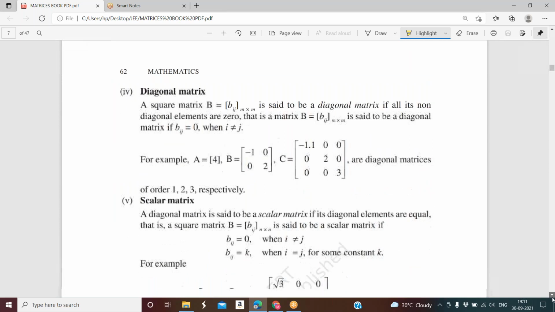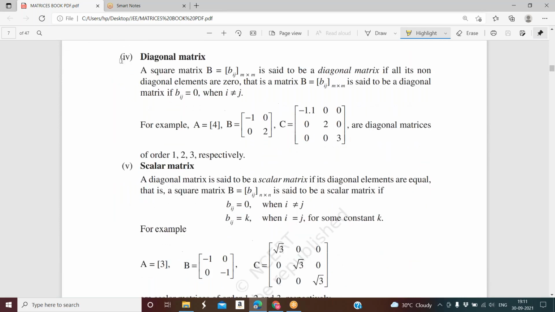Next one is diagonal matrix. A diagonal matrix should be a square matrix. A square matrix B, matrix Bij over m cross m, is said to be a diagonal matrix if all its non-diagonal elements are 0. That is, the matrix B equal to matrix Bij over m cross m is said to be a diagonal matrix if Bij equal to 0 when i is not equal to j. That means all non-diagonal entries can be 0.